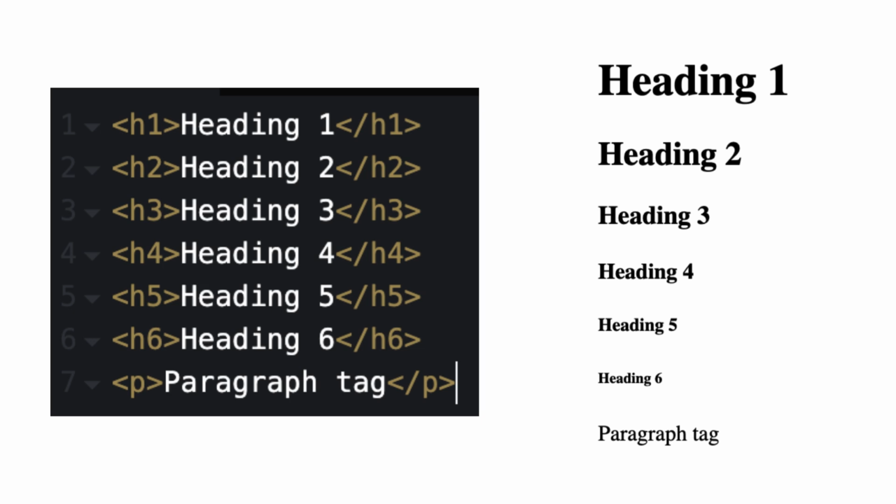HTML5 is made up of many different elements, and each one has a specific job. For example, the H1 tag creates a big, bold heading, while the P tag creates a paragraph. Elements like these make up the structure of every website. As we move through this course, we'll learn more about each type of element, but for now, just remember that HTML5 is a collection of tags that help organize and display content on the web.